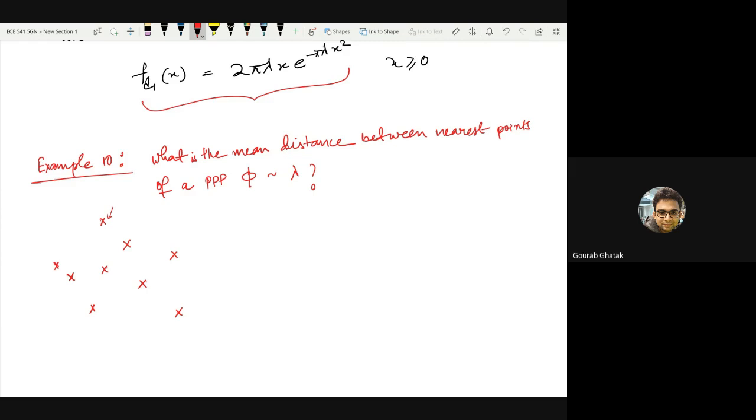So what we are trying to find out is the expected value of d1, when the PDF of d1 is given by 2 pi lambda x e to the minus pi lambda x squared. Have a habit of writing this expression, because we will be using it time and again throughout this course. I'll take a pause until 4:30. I hope you have your notebooks open. Please evaluate this expected value of d1.